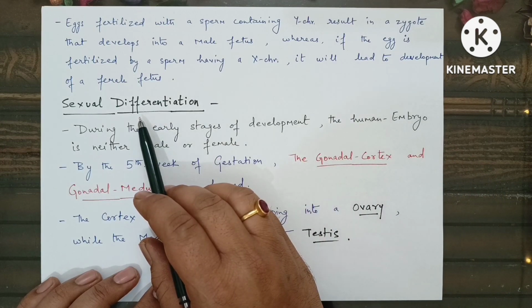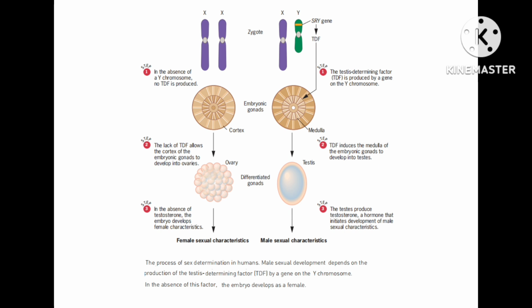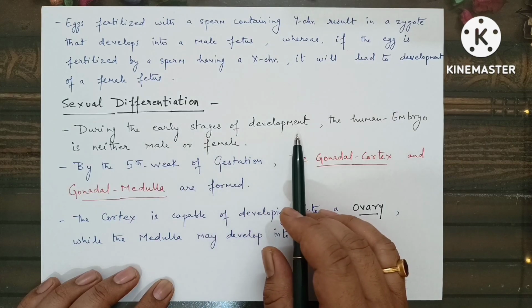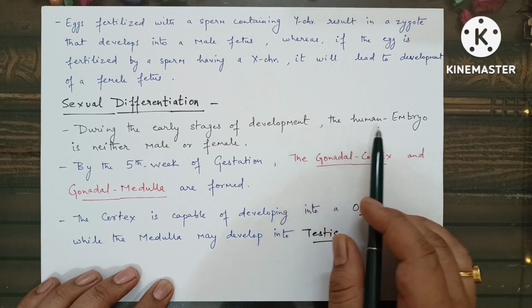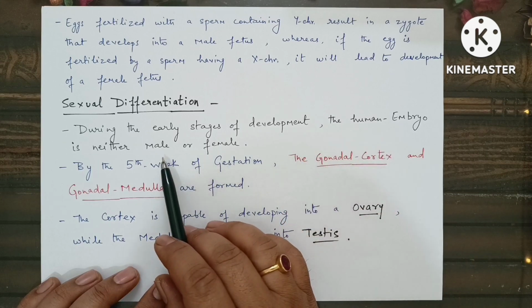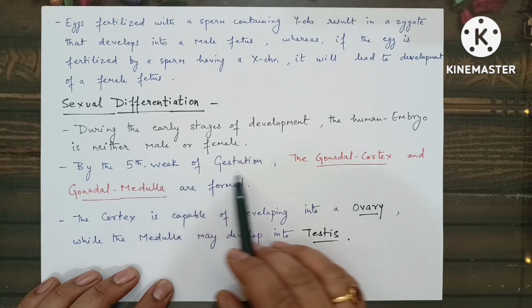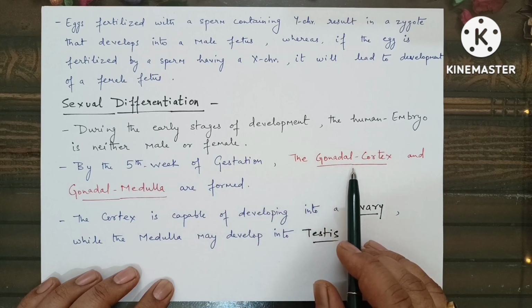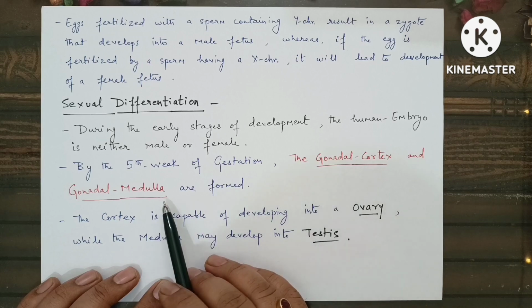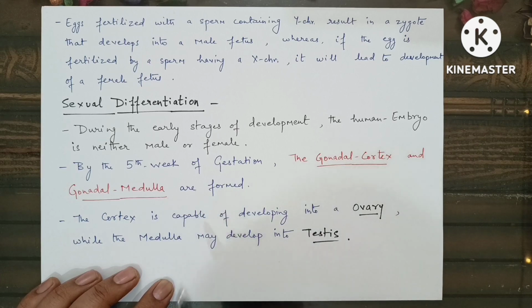Sexual differentiation. During the early stages of development, the human embryo is neither male nor female. By the 5th week of gestation, the gonadal cortex and the gonadal medulla are formed. The cortex is capable of developing into an ovary, while the medulla may develop into a testis.